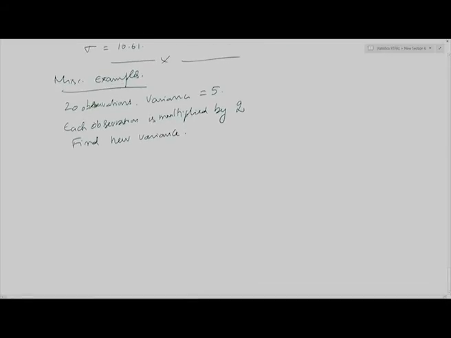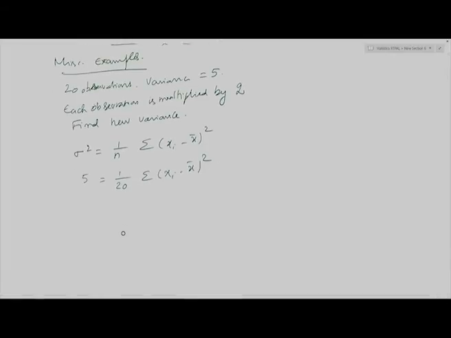So, that is the problem we have. Let us calculate the sigma square. We know it is equal to 1 by n sigma xi minus x bar square. I have to calculate the x bar now. Here the variance is given as 5, the number of entries is 20. Therefore, this summation will be equal to 5 into 20, which is 100: sigma of xi minus x bar square, where i equals 1 to 20.